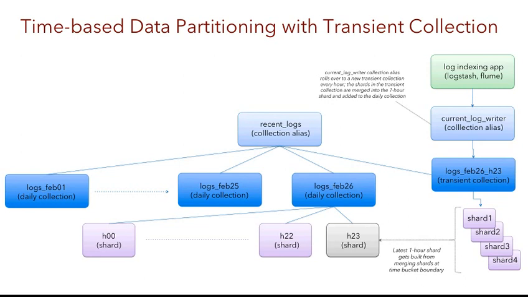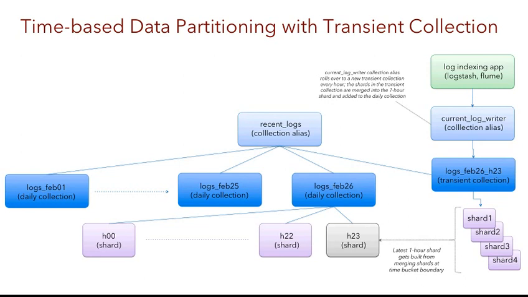Okay, behind the scenes at the Solr layer, we have what's called the transient collections. And for this example, you can see I'm basically logging into the hour 23 of February 26th. Okay, and notice that instead of hourly shards for this transient collection, it just has 4 shards. And it doesn't have to be 4 shards. It could be 40 shards. You know, the number of shards in the transient collection depends on, again, your write volume needs.